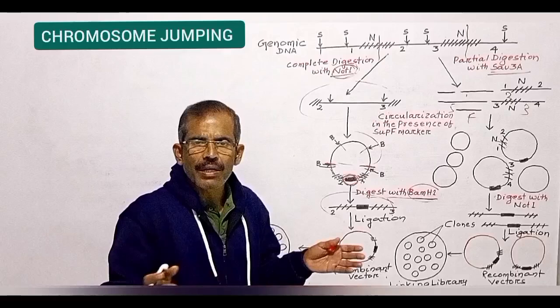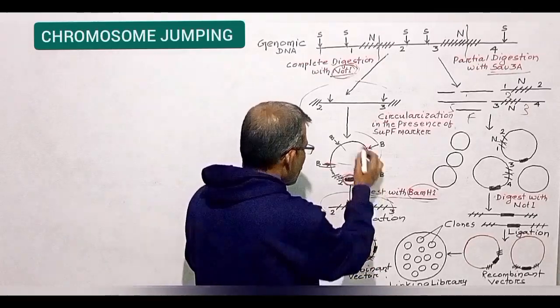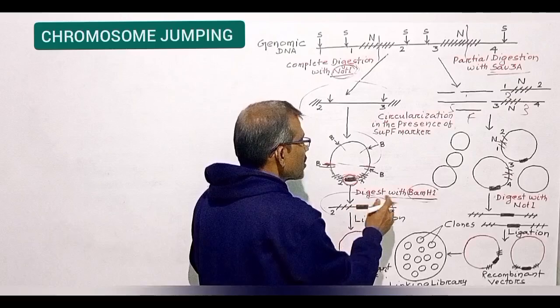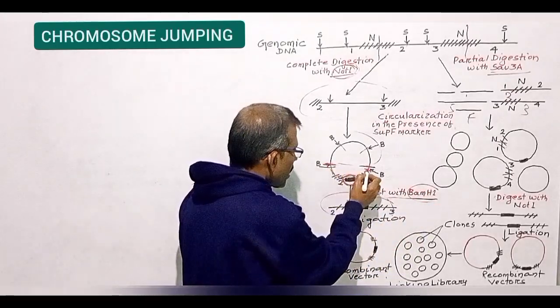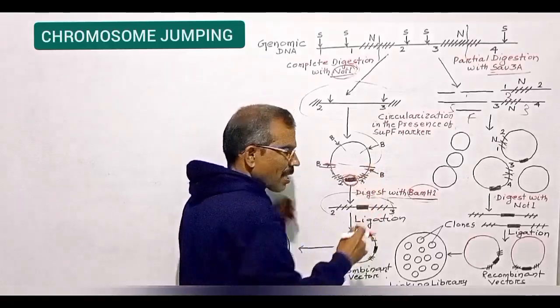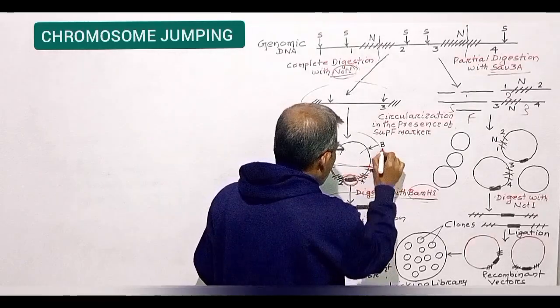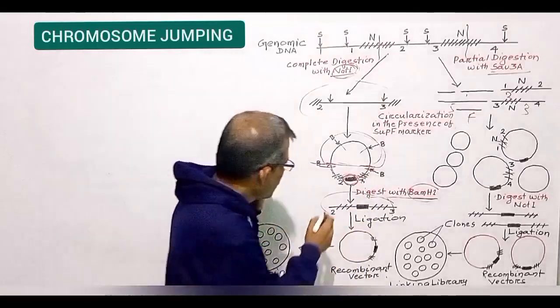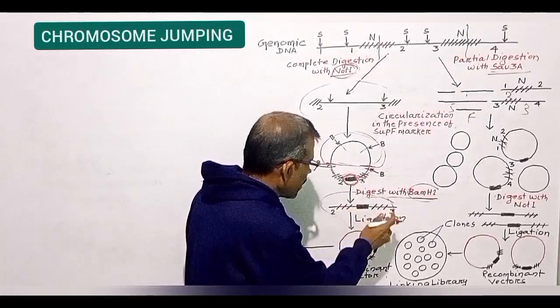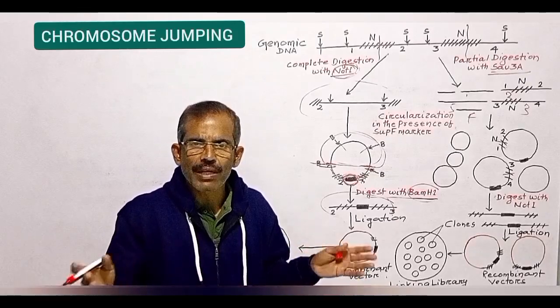BamHI is a frequently cutting restriction enzyme. When the circular DNA molecule is digested with BamHI, cleavage will take place at the restriction sites, as a result of which a significant part of the circular DNA will be removed. The remaining part is then ligated into a suitable cloning vector.